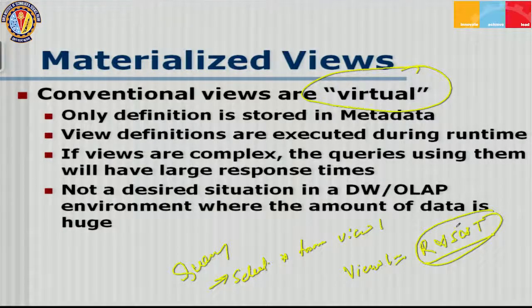So that's what I have mentioned here. If views are complex, any query using them will have large response times, and this is not a desired situation in a data warehouse OLAP environment where the amount of data is huge, because we are in a data warehouse environment. We are dealing with huge amounts of data, and the queries are complex. So it will take a very long time to produce this result, R join S join T, right?